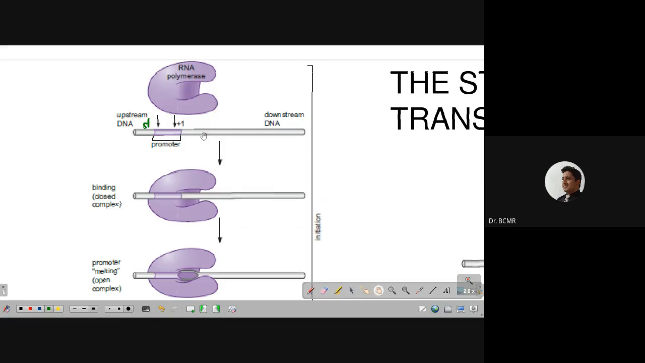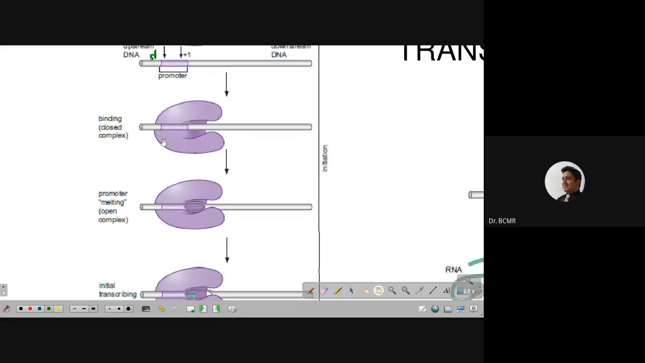Once the RNA polymerase binds to the promoter region, there are two complexes, the closed complex and the open complex. The difference between these two is whether melting happened or not. Melting here is transient denaturation, a small stretch of denaturation. Here there is no denaturation yet, so you call it the closed complex. Once a small stretch of DNA has denatured, you call it the open complex.